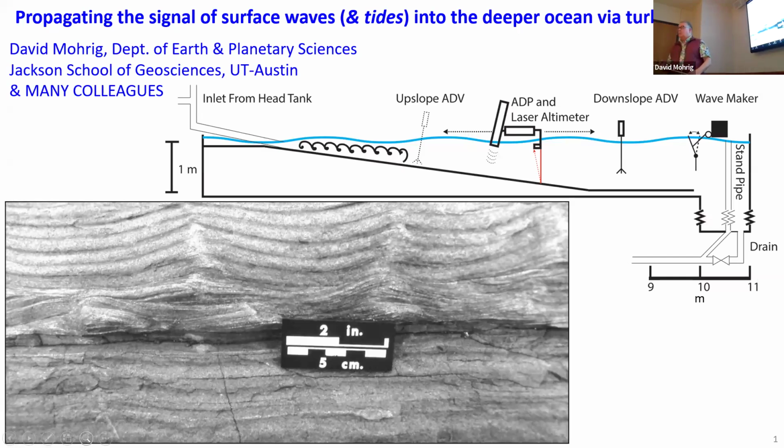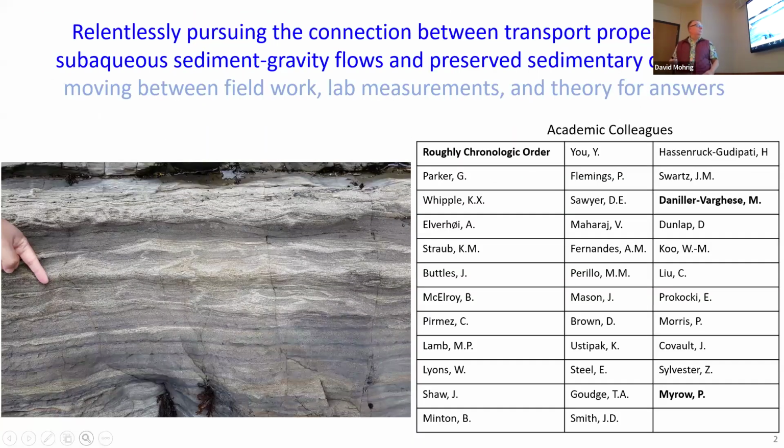The question was, well, okay, we have a wave signal in here and even a tide signal, but are there ways to propagate those signals from the water surface into the deeper ocean? So that's what we're going to be exploring. And I've done this with lots of people. I was adding up the people. They were roughly in chronological order, but then it all fell apart. But there are like 34 people that I've tortured with my passion for this question over 30 years.